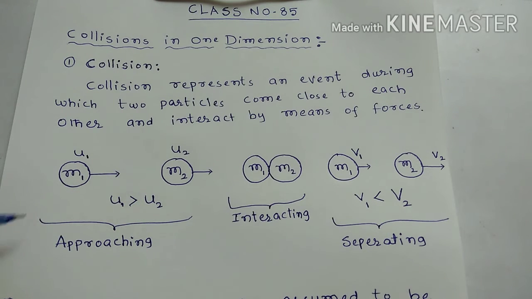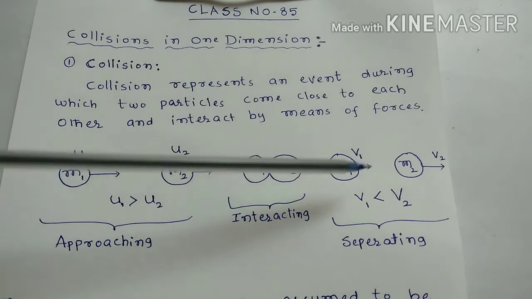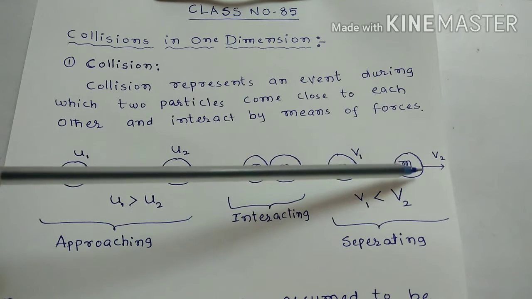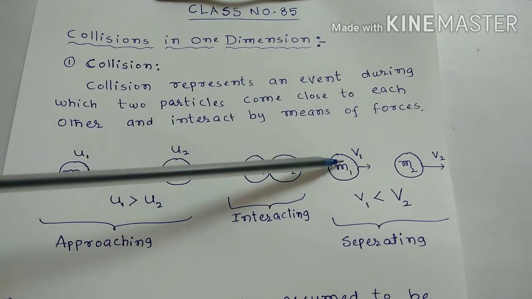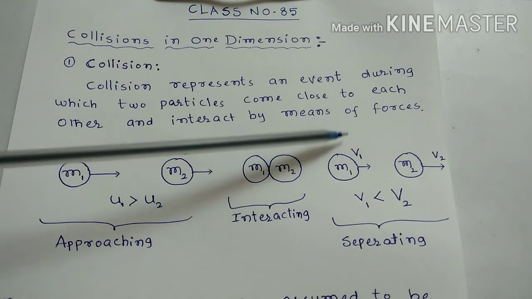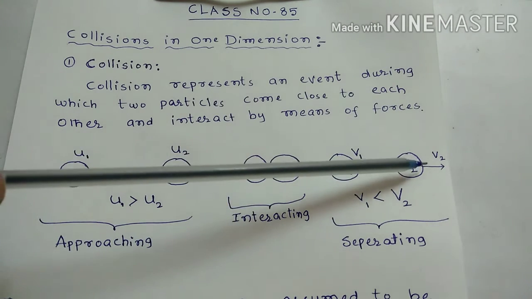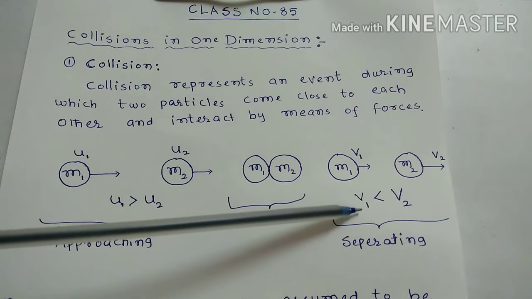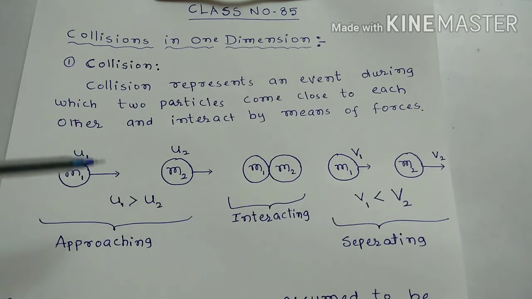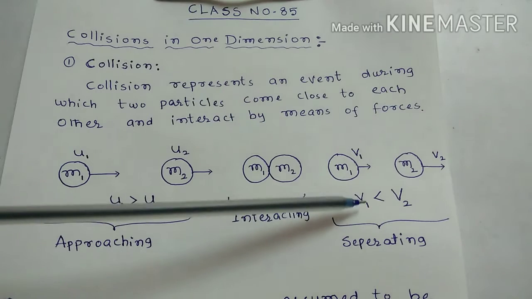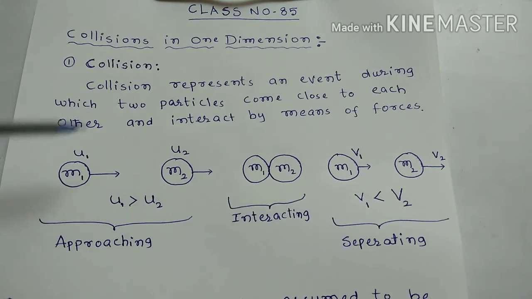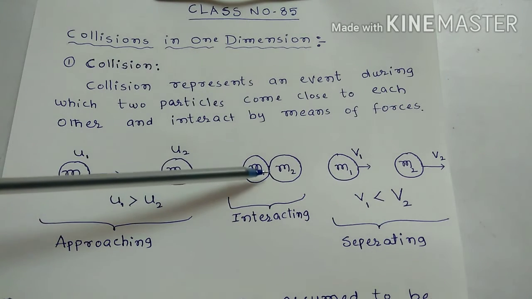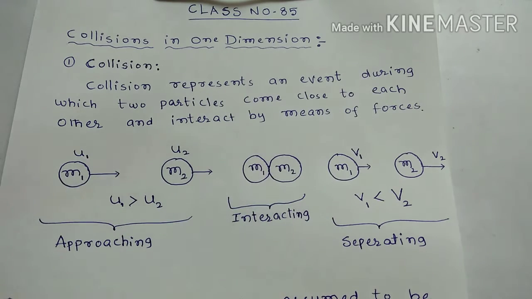Some more information. Here u1 is greater than u2, so we can say m1 is approaching m2. After the collision, m2's velocity is more than m1's velocity, or m1's velocity is less than m2's velocity, that is v1 less than v2. Here they will be separated. So initially they are approaching, then they are interacting, and then they are separating.